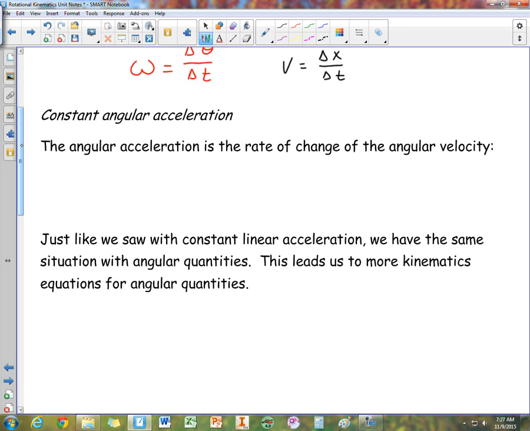Constant angular acceleration. For angular acceleration, we use the symbol alpha. A lot of people like to call this fish, but I call it alpha. It's going to be the change in angular velocity over our time interval. And again, this should look very similar to our formula for linear or translational acceleration. So mathematically, again, this is going to be identical. All the rules we used for linear motion apply to rotational motion.